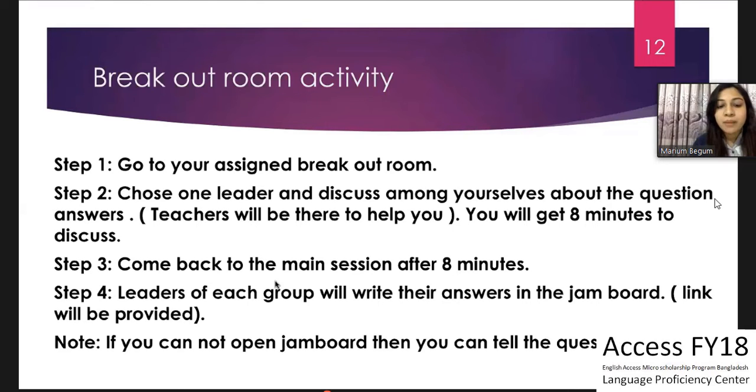And step 3, come back to the main session after I give you 5 minutes, and the leader of each group will write their answers in the Jamboard. The Jamboard link I will be sharing in the chat section. But if you cannot write in the Jamboard, then you will tell your answers orally. Okay, let's start the breakout room session.